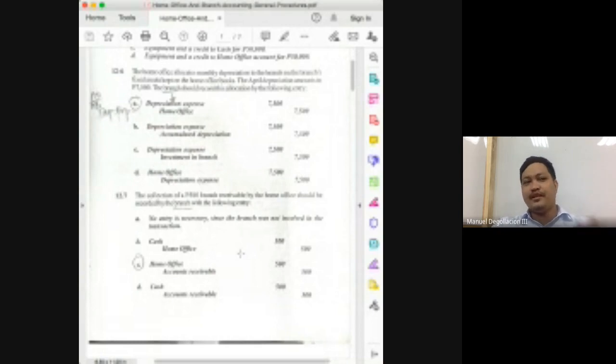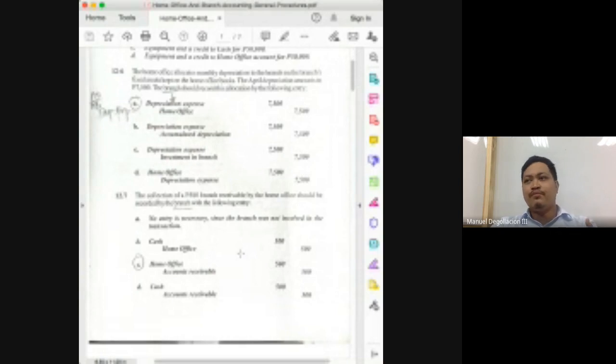Because it's the home office who essentially paid for this asset, since the asset is recognized in the books of the home office. Okay? But again, you ask yourselves, whose expense is this? This is the expense of the branch. Why do we say this is the expense of the branch? Because it is the branch who benefits from the use of the asset.